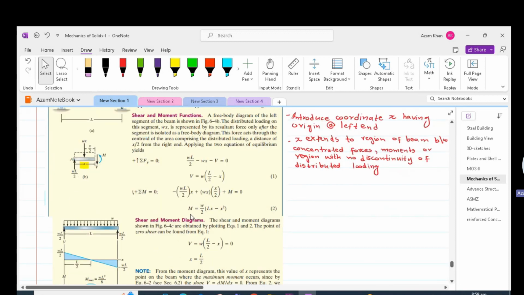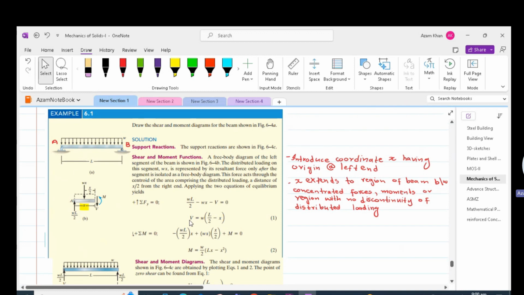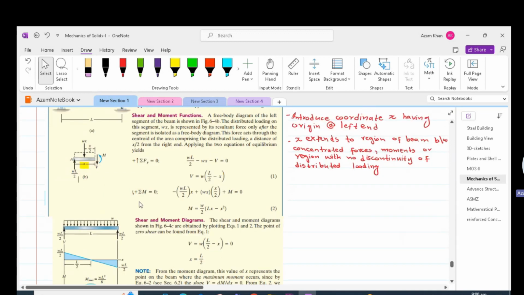From this, we get M is equal to W by 2 times (Lx minus x square). Please note, our applied load was of 0 degree. The shear is 1 degree up, i.e. it is of first degree. It's a straight line which has got slope. W has got slope of 0. Then the moment is 1 degree up compared to the shear, and it is parabolic.